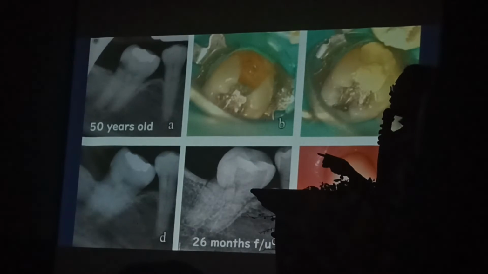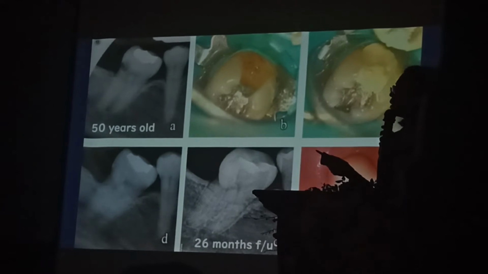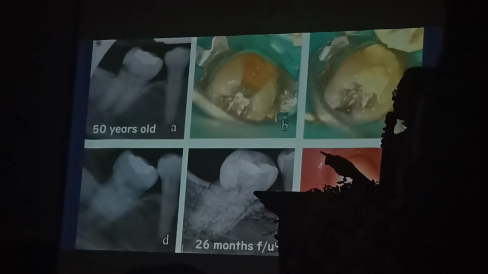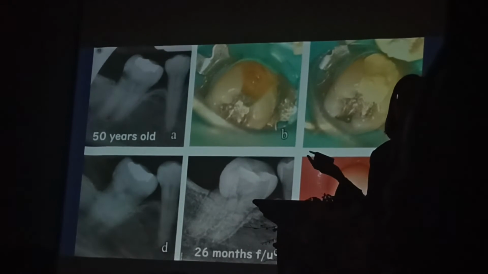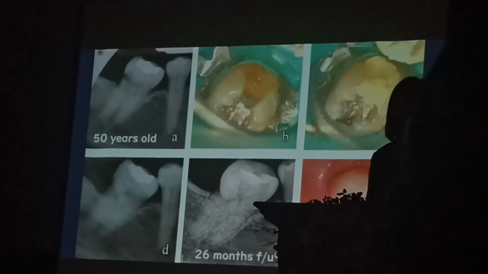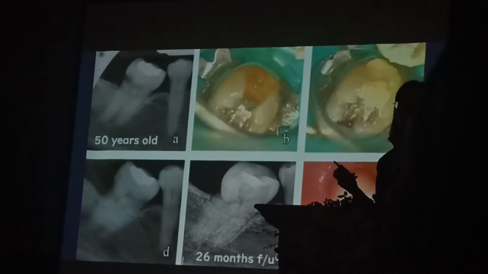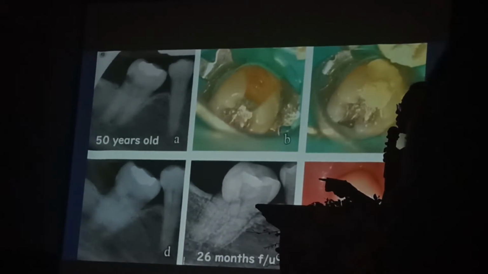Okay, this patient is 50 years old, and this is the result after partial pulpotomy for about 2 years. It's still there. She has done a lot of work, but unfortunately, some papers are in Thai, so I'm not going to show it here.